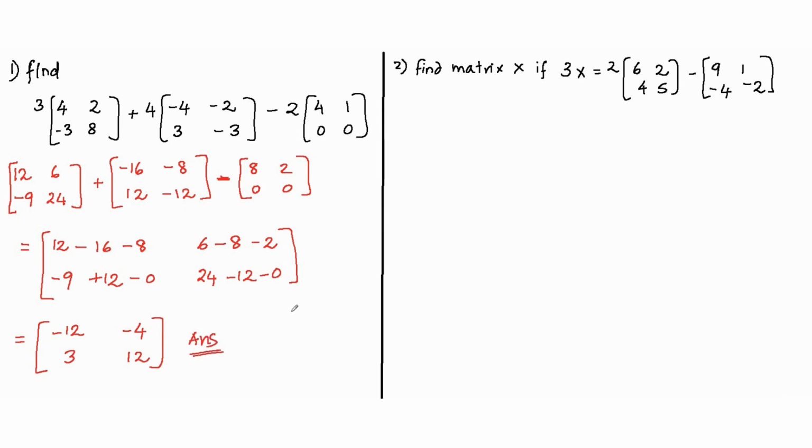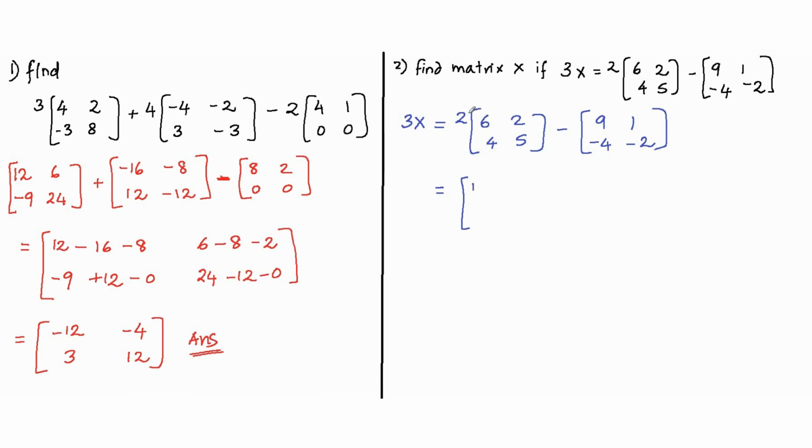I have applied all the rules of matrix addition and subtraction here, as well as multiplication of a matrix by a scalar quantity. Now let us take a look at the second question, which is: find the matrix x if 3x equals 2 times the matrix [6 2; 4 5] minus the matrix [9 1; -4 -2]. So now let's see how to solve this problem. First of all, I should multiply this 2 with all the elements.